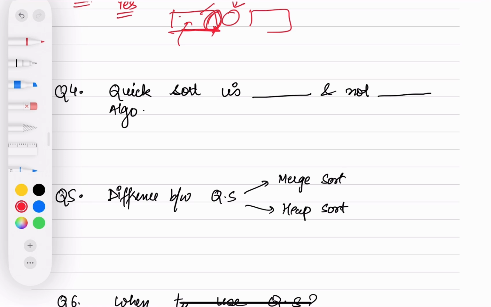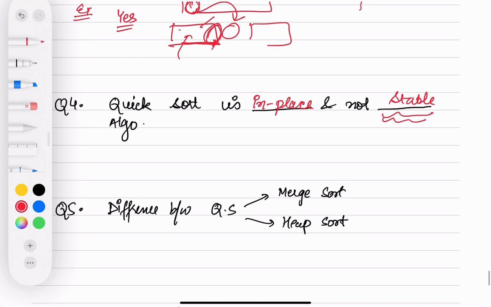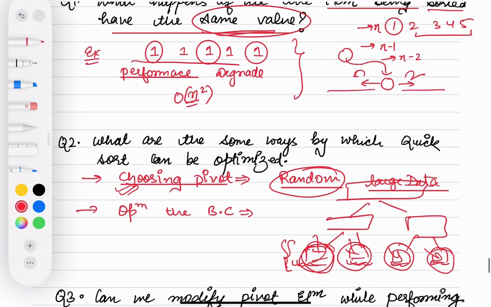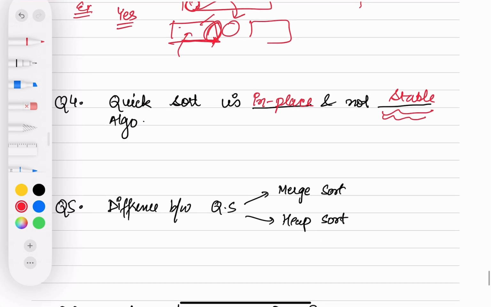So quicksort is in-place and not stable algorithm. Is quicksort a stable algorithm? No. It's an in-place algorithm, yes. So quicksort is an in-place algorithm and not a stable algorithm. What do you mean by stable? Stability refers to the property that elements with equal value retain their original order. Remember, we have discussed this already, in advantages and disadvantages, that quicksort is not a stable algorithm.